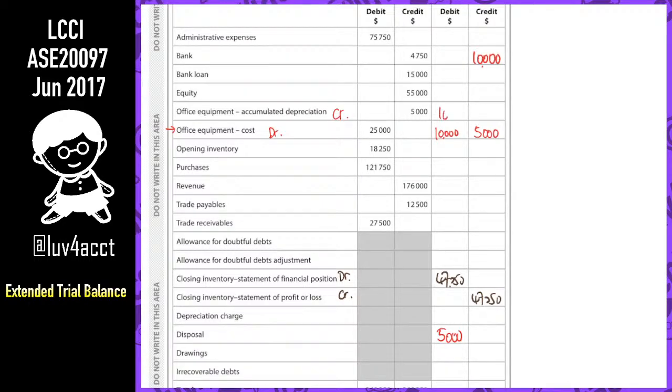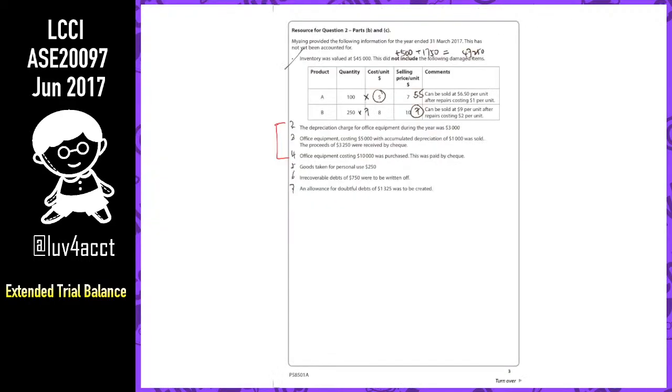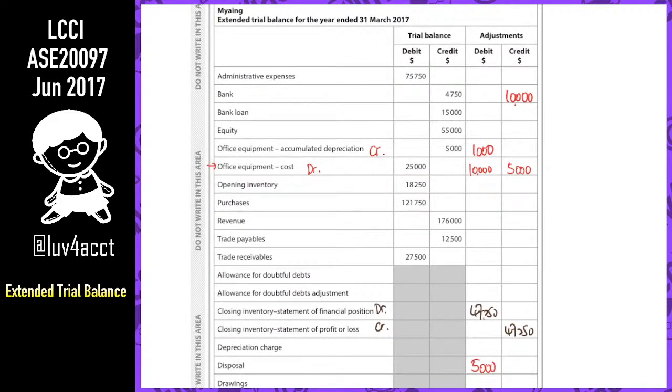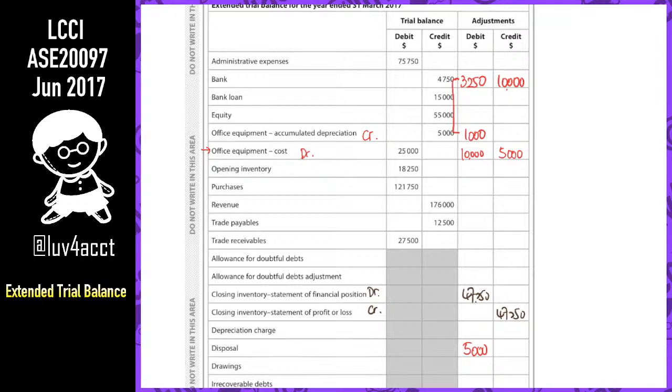Reduce it by 1,000. And then receive 3250 for it, receipt 3250. So these two added together will go to the credit side of the disposal account, 4250, giving a disposal loss of 750, the net amount. So disposal done, purchase done. Now we still have the 3,000 accumulated depreciation. Add to accumulated depreciation, and then this is the depreciation charge for the current year.